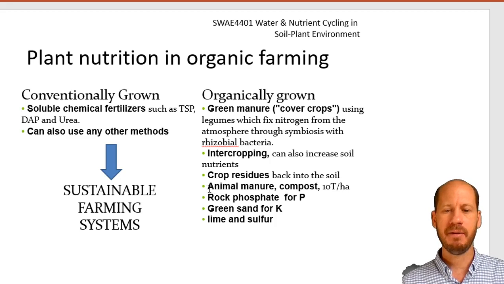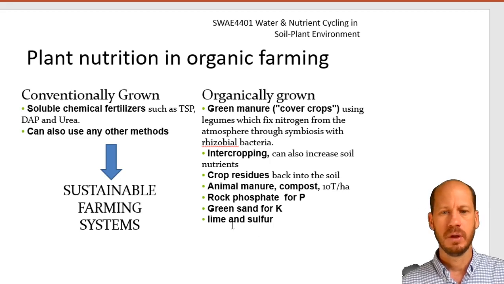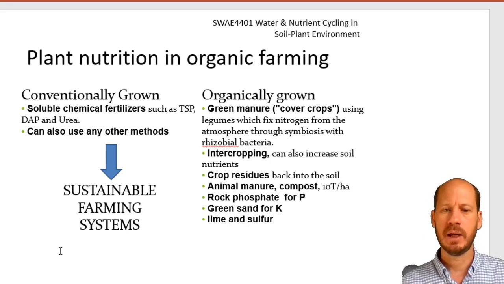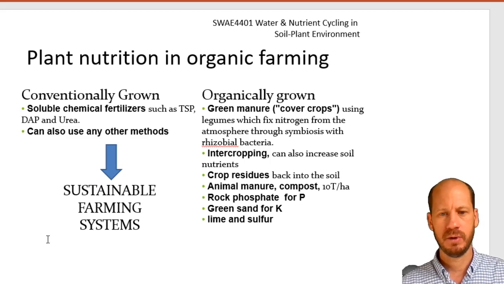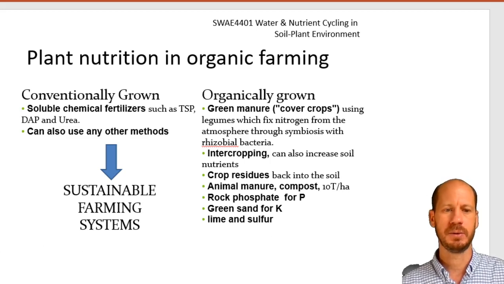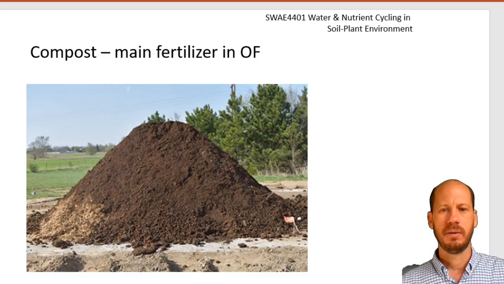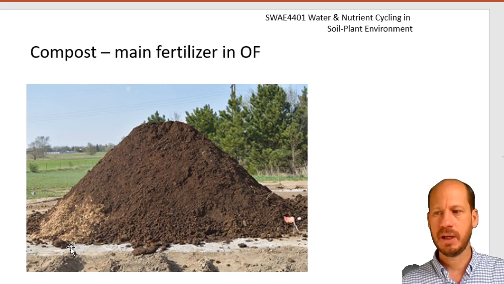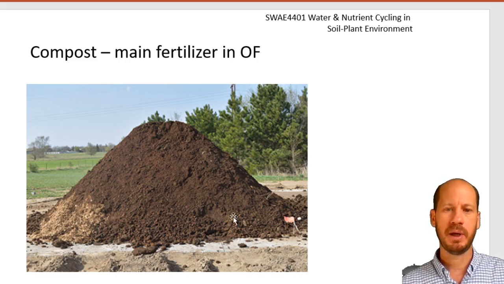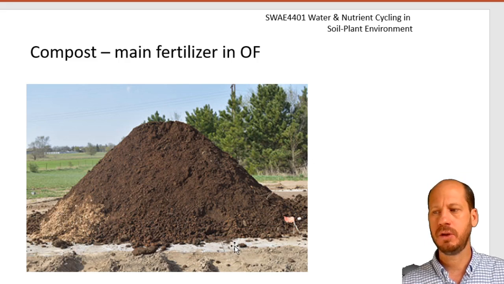There's a heavy use of animal manures and compost. About 10 tons per hectare is a rule of thumb. Rock phosphate for phosphorus, green sand for potassium, lime and elemental sulfur can be allowed depending on the source of these materials. So first of all, the fertilizer application is heavily dependent on application of compost and manures.